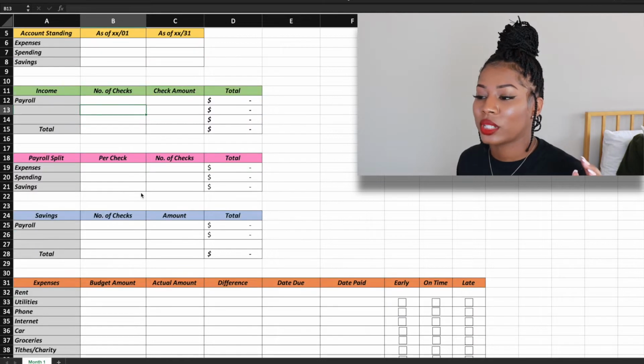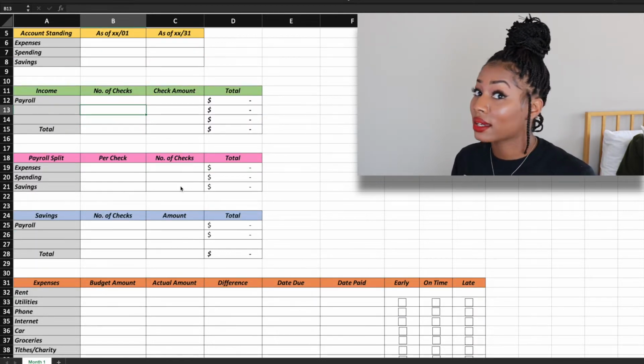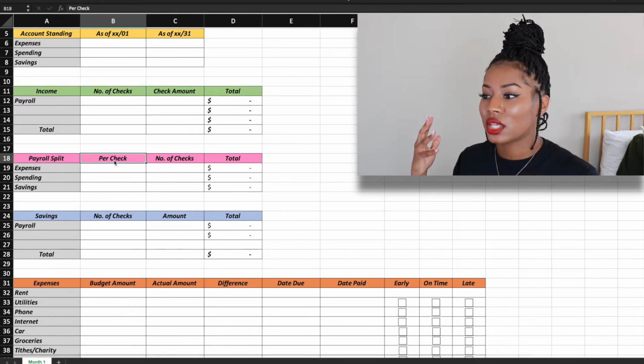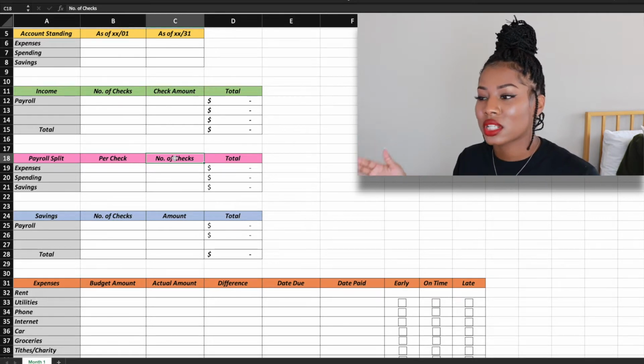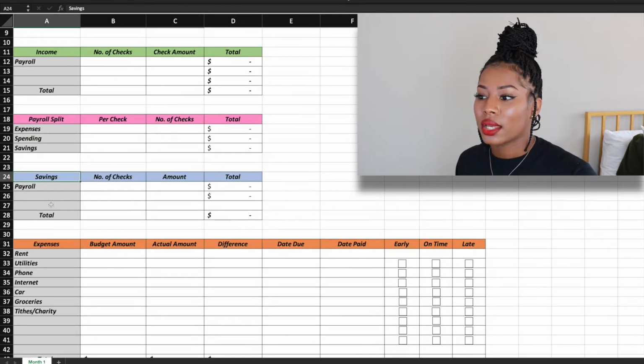Next is going to be payroll split, or it can be income split. And this particular chart is going to make a little more sense as we get into the scenario. So basically, how are you splitting your checks? How much of your checks is going to your expenses? How much is going to your savings account? Then moving on to the savings one. For me, under this one, I would have payroll, YouTube, and whatever else I decide to put.